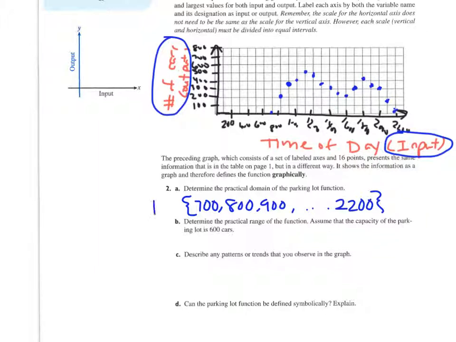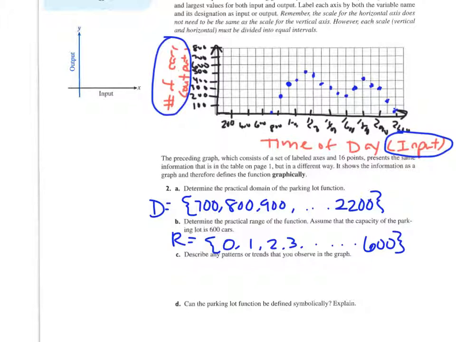Determine my practical range. That was my domain, now my practical range. If I look at that table, all my outputs, I can't have any less than 0 cars. So it's 0 in the number of cars. So it has to be whole, an integer, and all the way up to 600, because they're saying to assume that the capacity of the parking lot is 600, so I can't go outside of there. So describe any patterns that you observe in the graph.